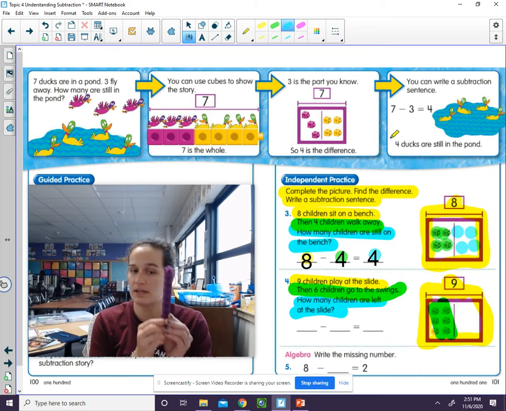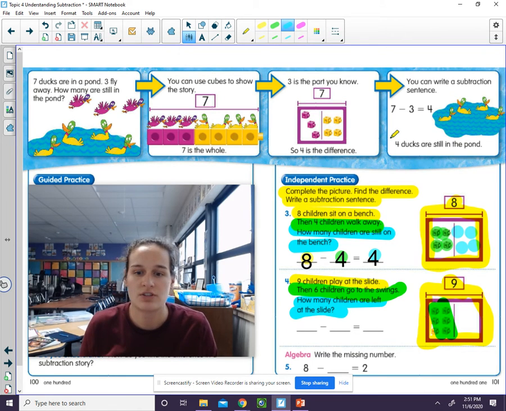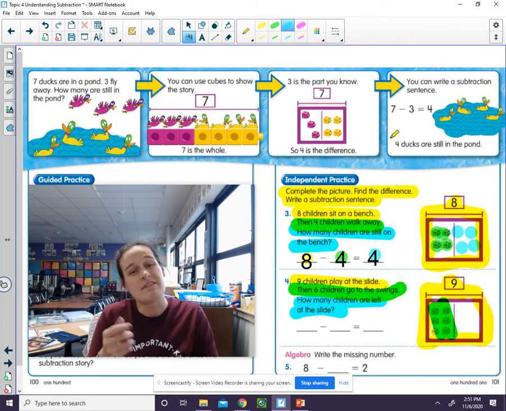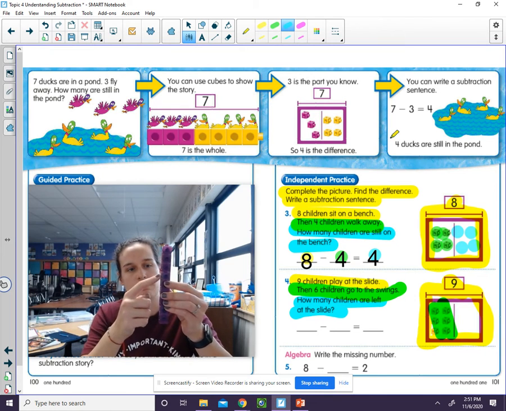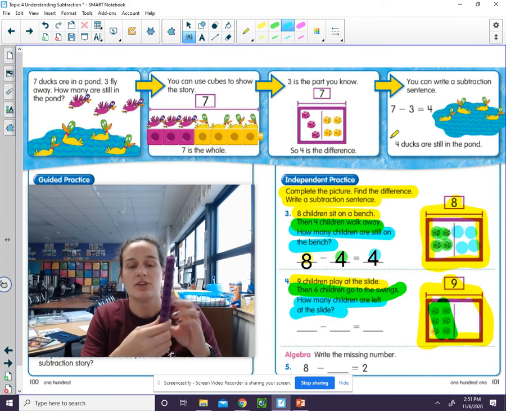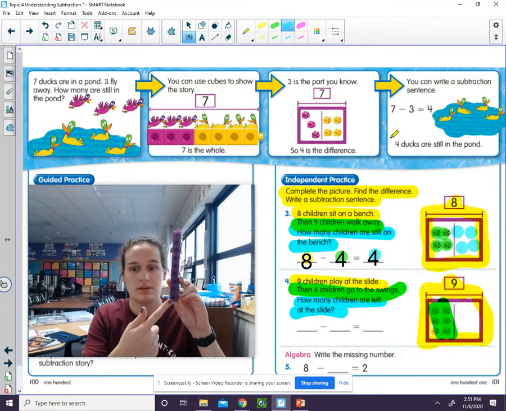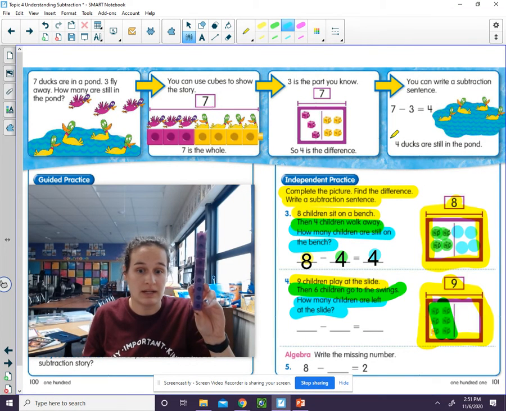This time, I'm going to use my cubes to help me. So it says I need to start with 9 children playing at the slide. So I need to have 9 cubes. 1, 2, 3, 4, 5, 6, 7, 8, 9. So I have 9 cubes. These are my kids, and they're playing at the slide.